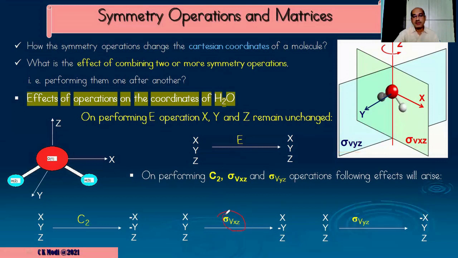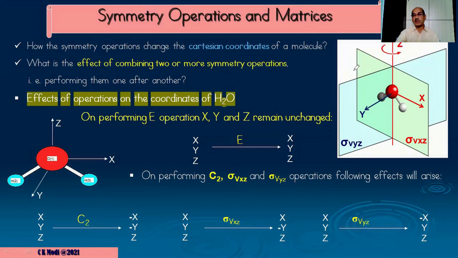Now if I perform sigma v xz, I am talking about this plane. What is the position of x, y, and z after performing sigma v xz? The x and z are situated in the plane. Therefore, the positions of x and z remain as they are. However, y, which is perpendicular to this plane, where do we find its image? This is a mirror image. So y becomes minus y. Therefore, the final coordinates are x becomes x, y becomes minus y, and z becomes plus z.